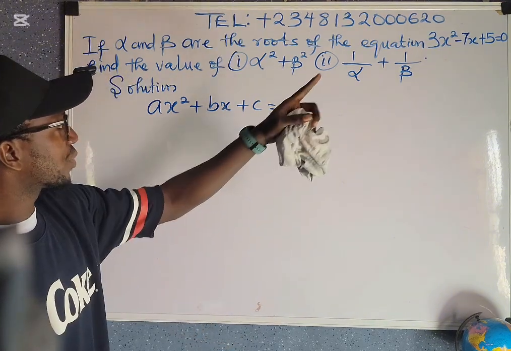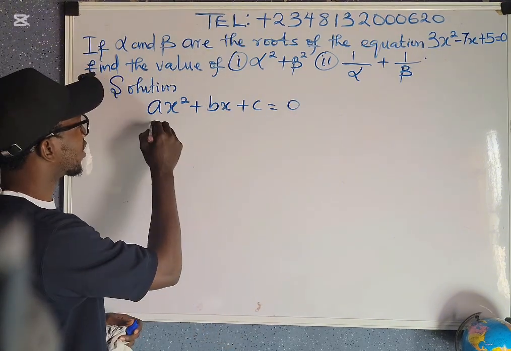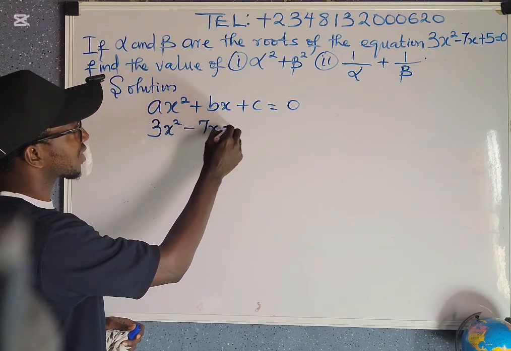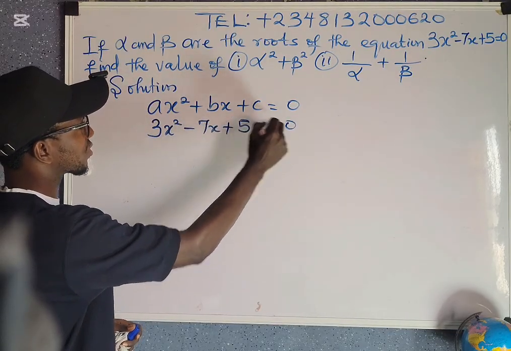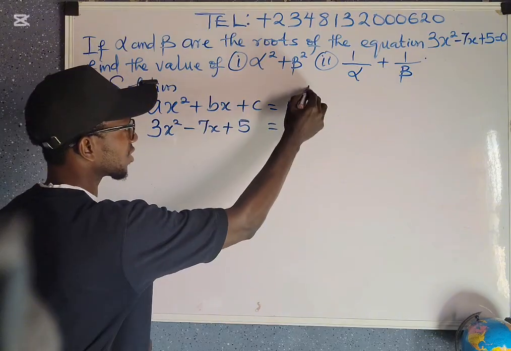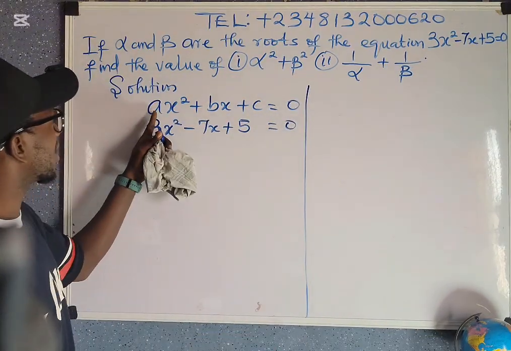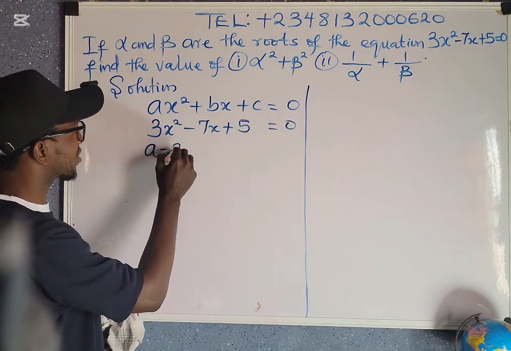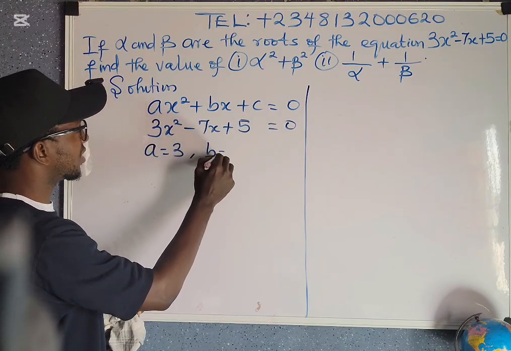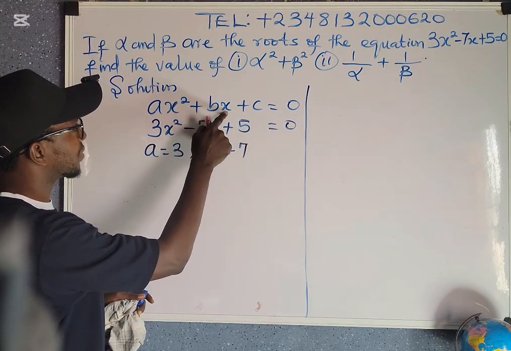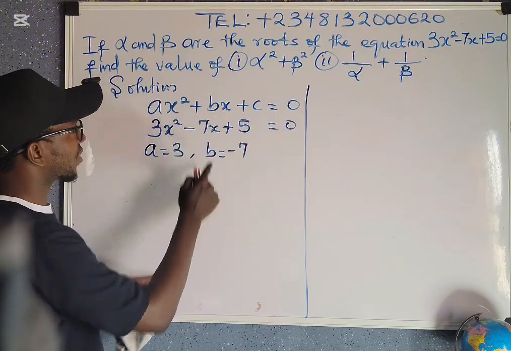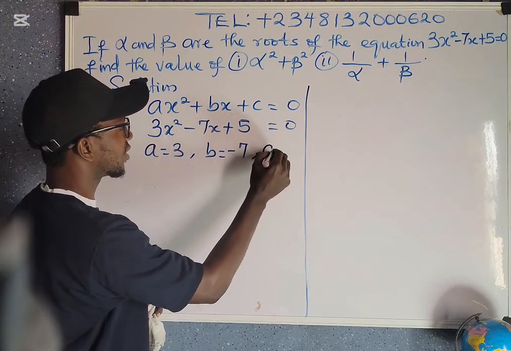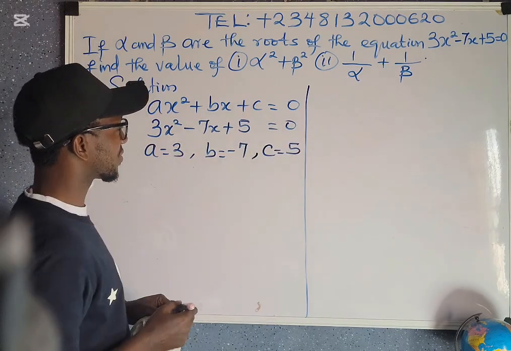So now comparing it to the equation we have, 3x squared minus 7x plus 5 equals 0. So if we are going to get our a here, we said a is the coefficient of x squared. So that means a in this question is 3, b is minus 7, b is what is beside x, that's the coefficient, and what is beside x is minus 7. And your c, which is the constant, is 5.